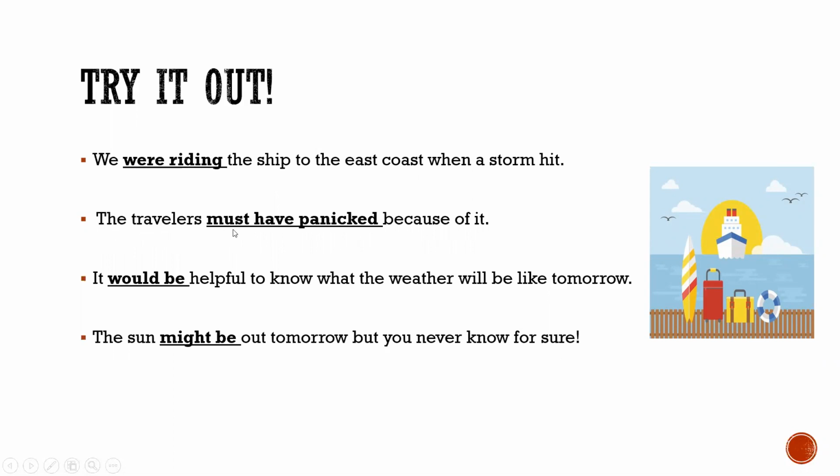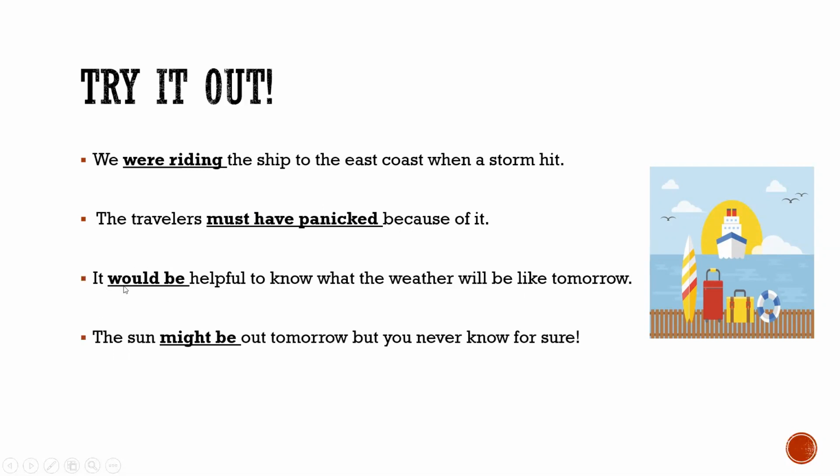Second one: the travelers must have panicked because of it. Okay, so you have kind of a long verb phrase in here. You have the helping verbs must have, and then the main verb panicked in this sentence. Okay, third one: it would be helpful to know what the weather will be like tomorrow. So you have the verb phrase would be.